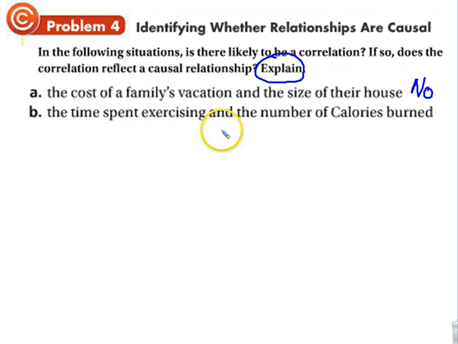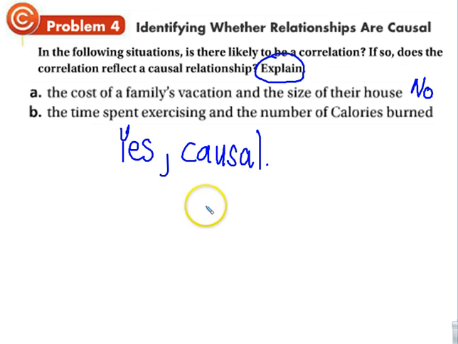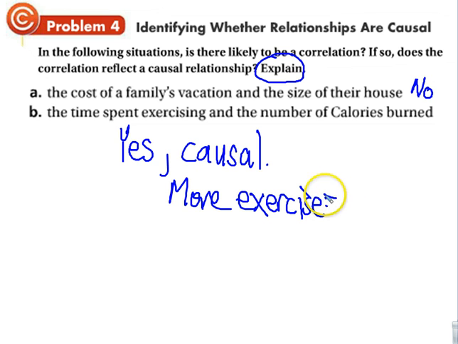Time spent exercising and the number of calories burned. Is there a correlation? I would say yes. The more you exercise, generally, the more calories that are burned. And I would call this causal. More exercise equals more calories burned.